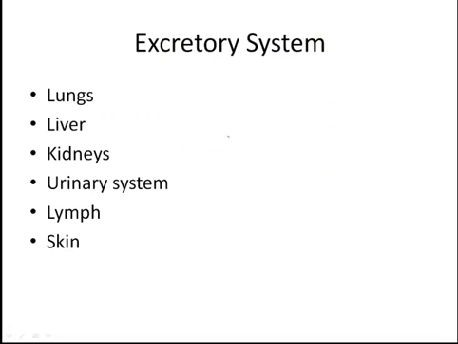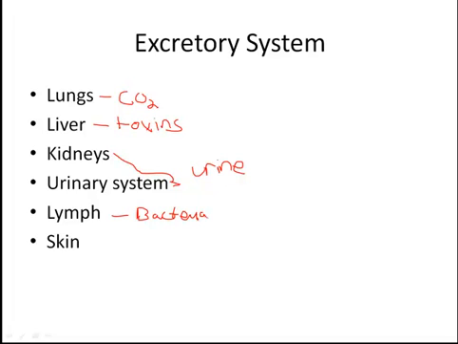All right, now connected to all of this, of course, is your excretory system. There's actually several different organs involved with your excretory system, and they all play a different role. So lungs are going to be used for getting rid of CO2. The liver is really good at filtering our blood of toxins. Our kidneys are connected to our urinary system here, and so we're going to get rid of urine and clean our blood. Lymph actually helps to get rid of bacteria. And then skin, through the process of sweating, we get rid of excess salt and water. So these are all things that can happen through our excretory system.